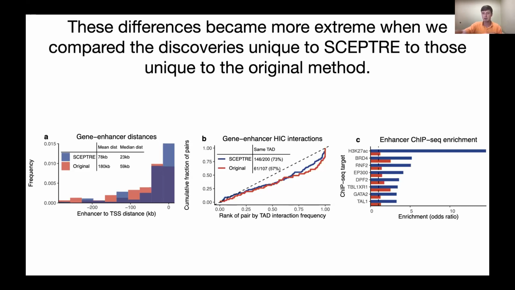And looking down here on the right-hand side at the ChIP-seq enrichments, we see that, for example, Scepter is much more enriched for this ChIP-seq target, H3K27ac. This is probably the most important of all the ChIP-seq targets that we looked at. It's strongly associated with active enhancers. And so we see that Scepter enhancers are much more enriched for this important ChIP-seq target than enhancers discovered by the original method. And the difference is pretty substantial.